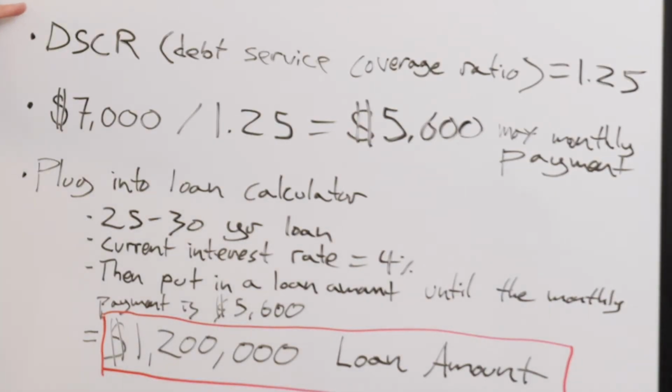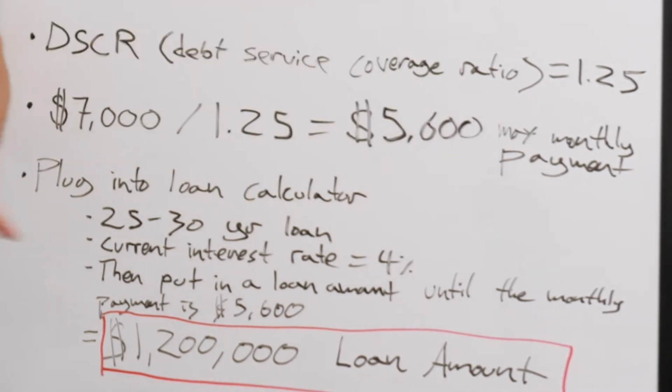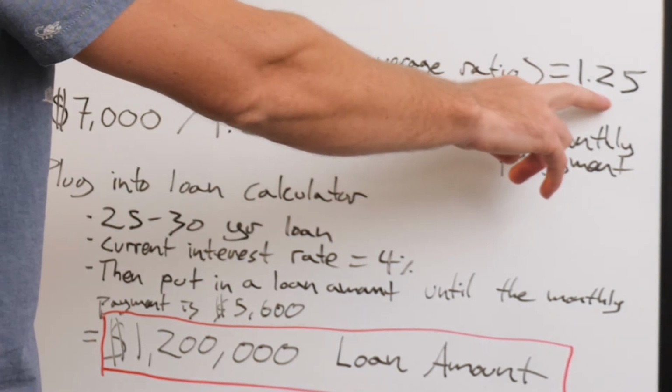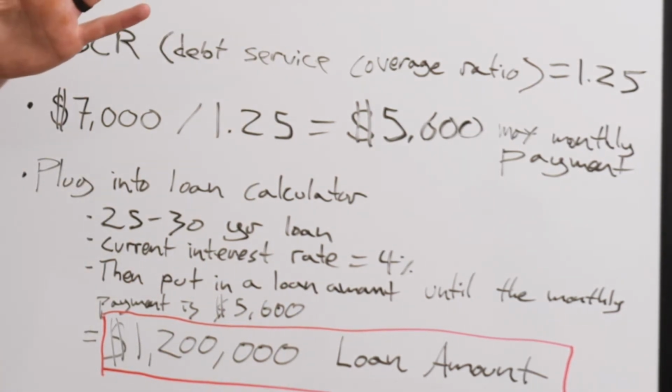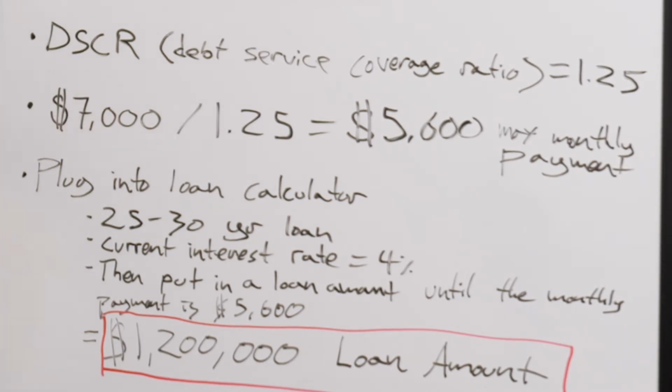The bank is going to use this phrase, the DSCR, the debt service coverage ratio. You don't have to memorize that, it doesn't really matter. This is just a calculation the bank uses. They typically underwrite this with a 1.25 debt service coverage ratio. Again, that may sound like Greek to you. You don't have to memorize that or learn it. Basically, that's just a calculation they use.